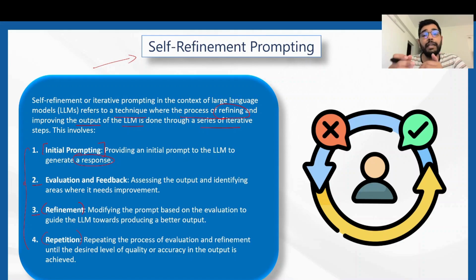That is, again, we give it a refinement prompt and ask it to improve its output so that it matches our expectations in the next go. We do this process again and again in an iterative fashion till we get the required output. We ask the model to self-refine its output by giving it refinement prompts.